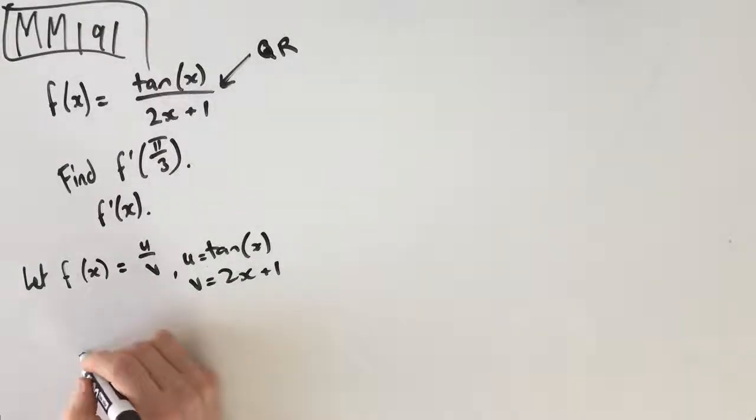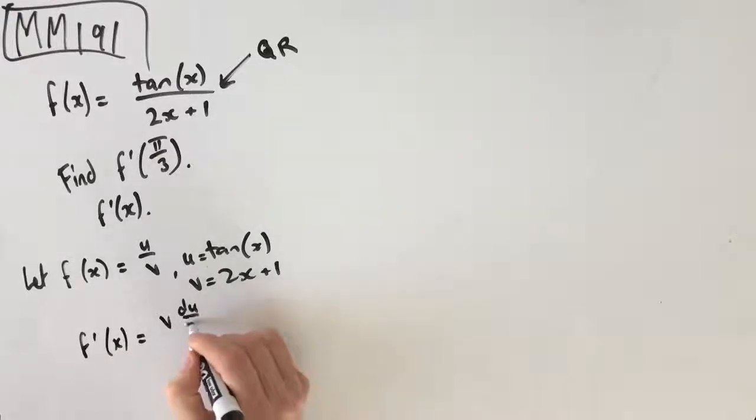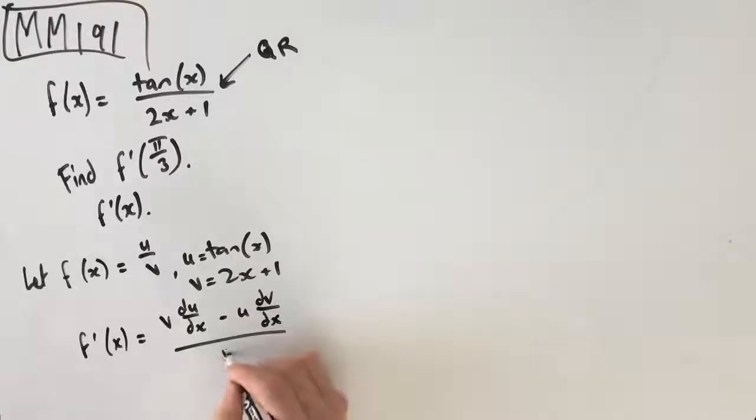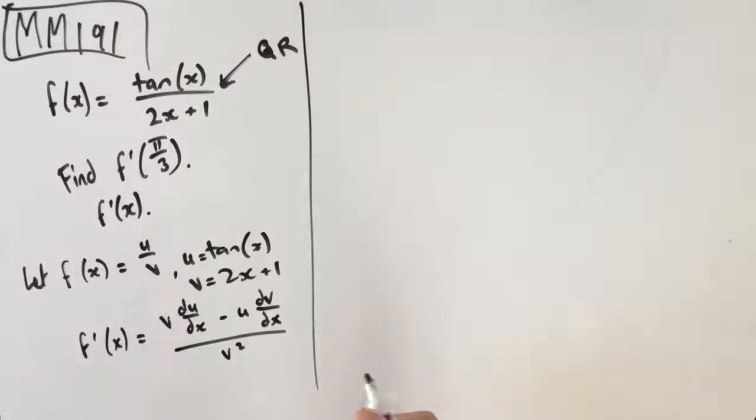And from here, we know that f dash of x is equal to v times du dx minus u times dv dx all over v squared. Now this is just our simple quotient rule. This should be on your formula sheet actually. So if you're not too sure of it, just check it out on there.